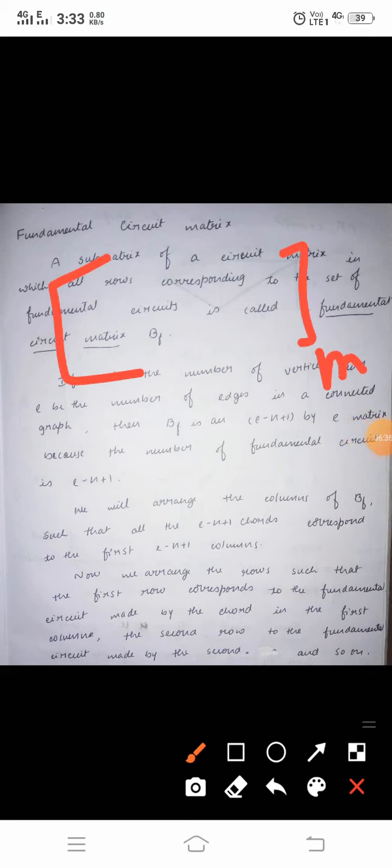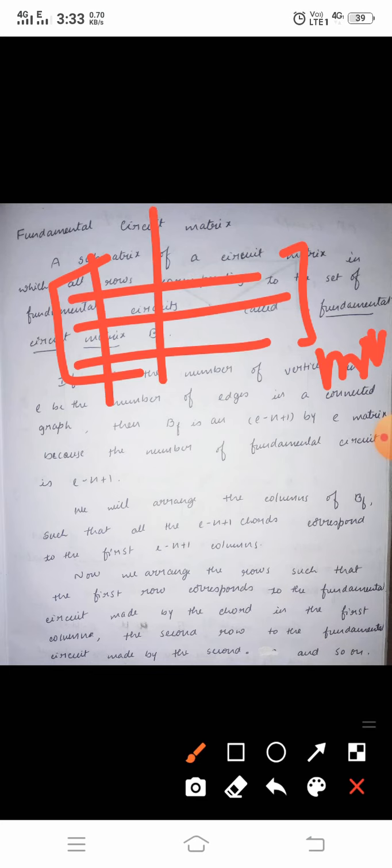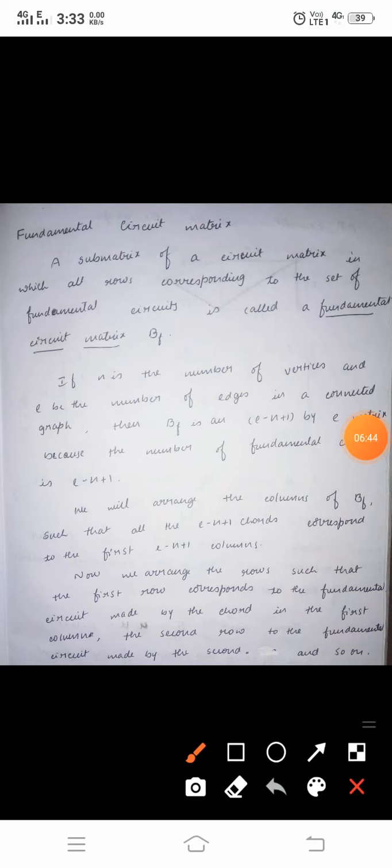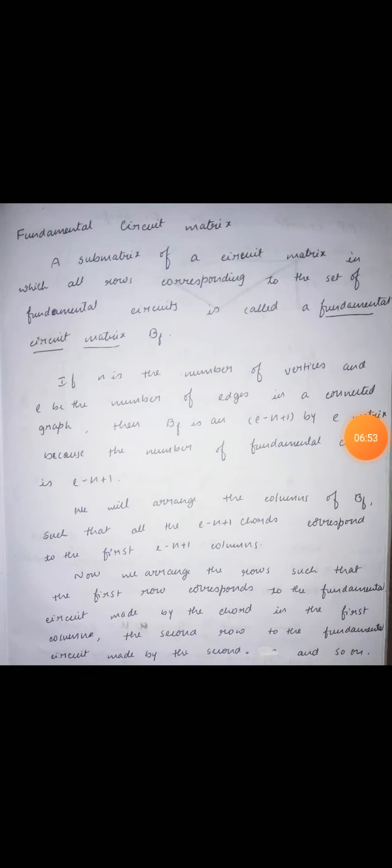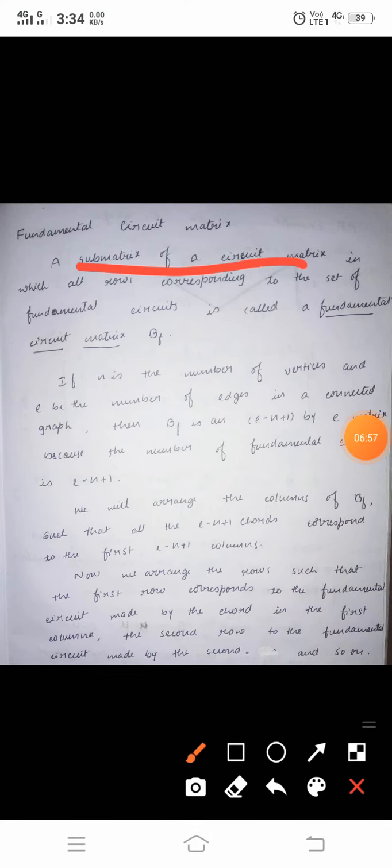This is an M cross N matrix, which means there are M rows and N columns. But this fundamental circuit matrix has E minus N plus 1 rows and E number of columns. How E minus N plus 1 rows? Rows correspond to the fundamental circuits, so they are saying there are E minus N plus 1 fundamental circuits.